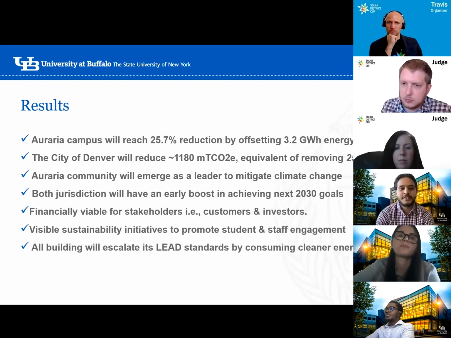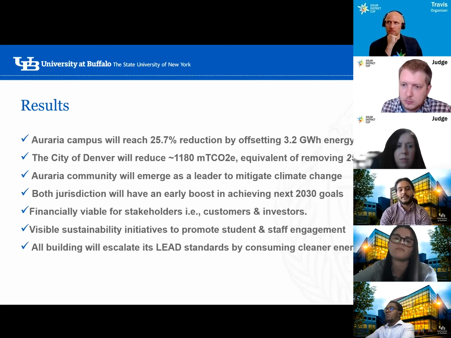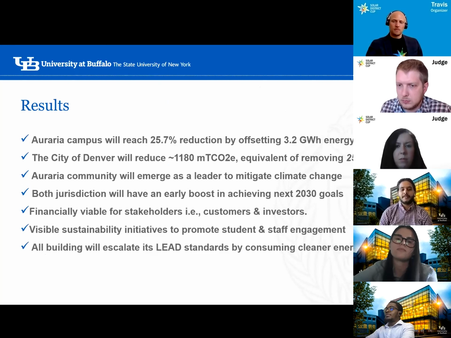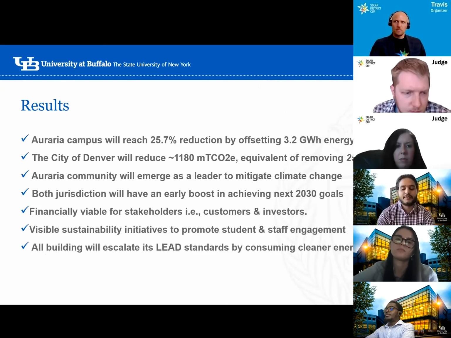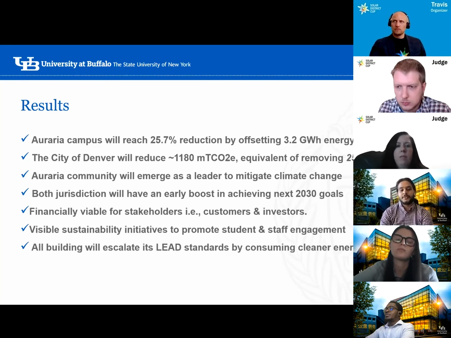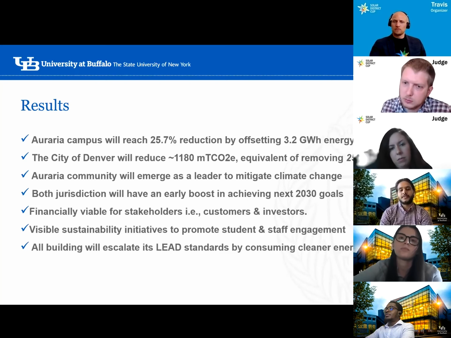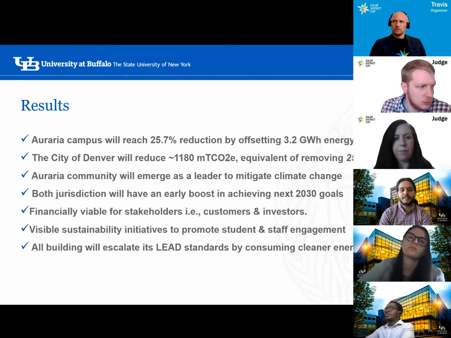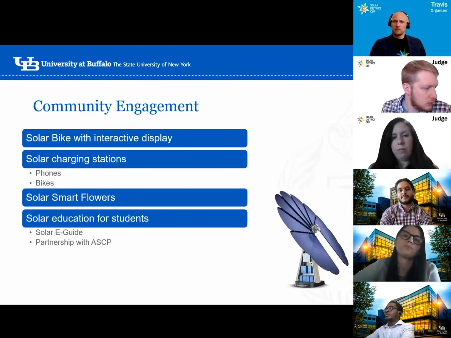So now let's talk about innovation and results. So after implementing our design, Auraria campus will reach the 25.7% mark, and their goal is to reach 26% before the year 2025. Thus, our proposal will help the campus by providing an early boost, and they can start working on that next 2030 goal, where they have to reduce by 50%. As a result, the entire Auraria community will emerge as a leader in mitigating global climate change. In addition, our proposal is financially viable for both our customer and investor with a user-friendly PPA and a good project IRR. And now Henriette will talk more about the innovation in the community engagement aspect.